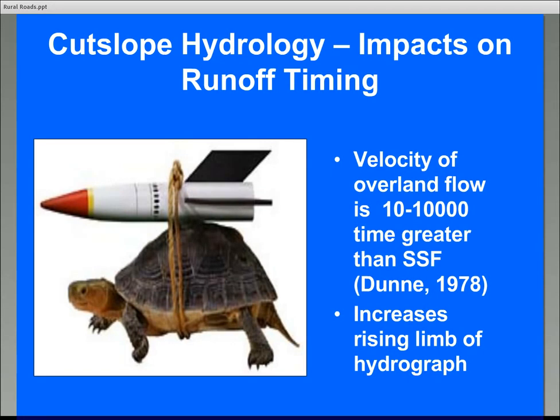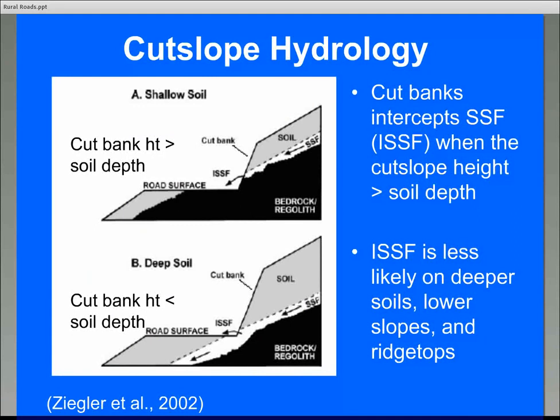And so what this does is it takes very, very slow soil water and turns it into fast-running surface water. And by intercepting and changing the process here, you can increase the velocity of the runoff from 10 to 10,000 times greater than if it was actually running laterally in the soil profile. And what this really does is it increases the rising limb of the hydrograph.